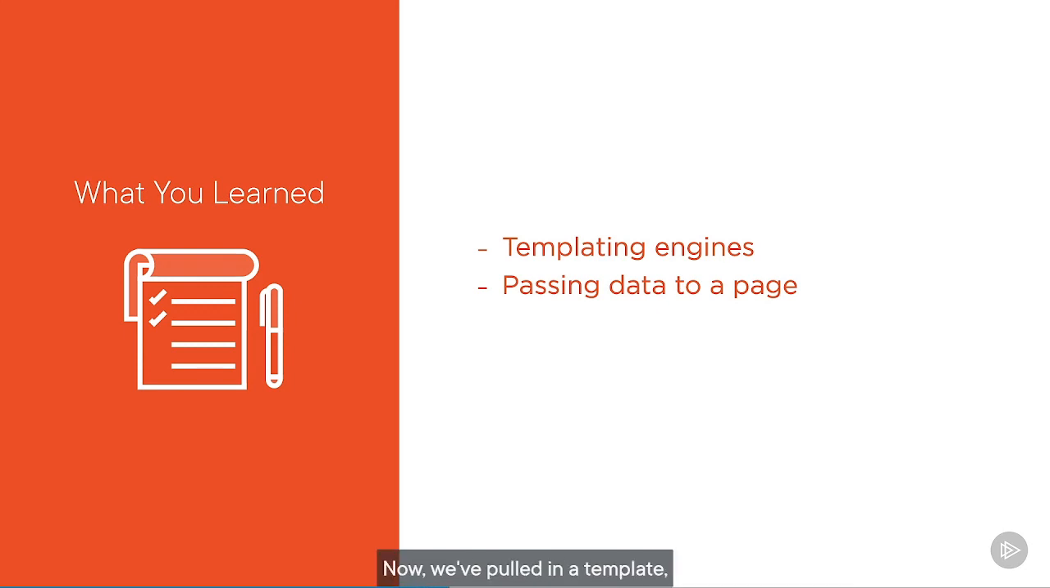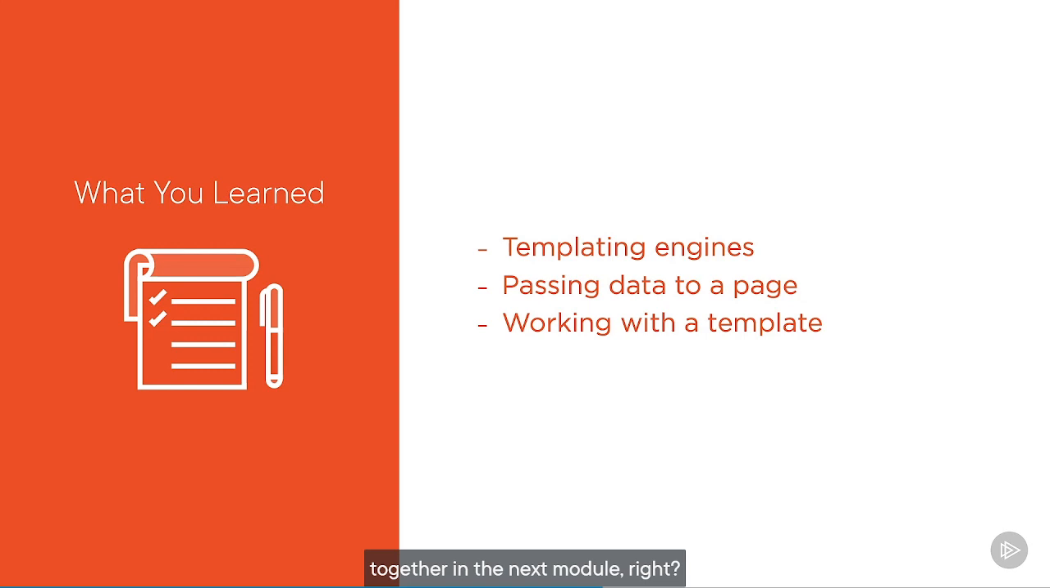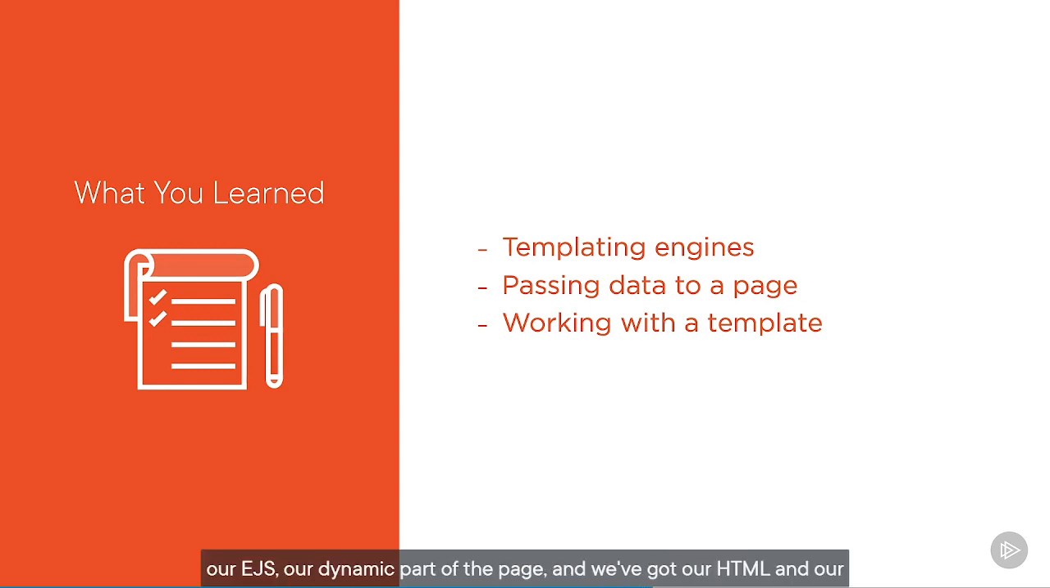Now we've pulled in a template. We pulled in this Global Mantics HTML and JavaScript and CSS, just all the stuff that we don't really care enough about to want to type it all. So we're just going to pull that in and we're going to merge these two things together in the next module. We've got our template engine, our EJS, our dynamic part of the page, and we've got our HTML and our JavaScript and our CSS, the static parts of the page.